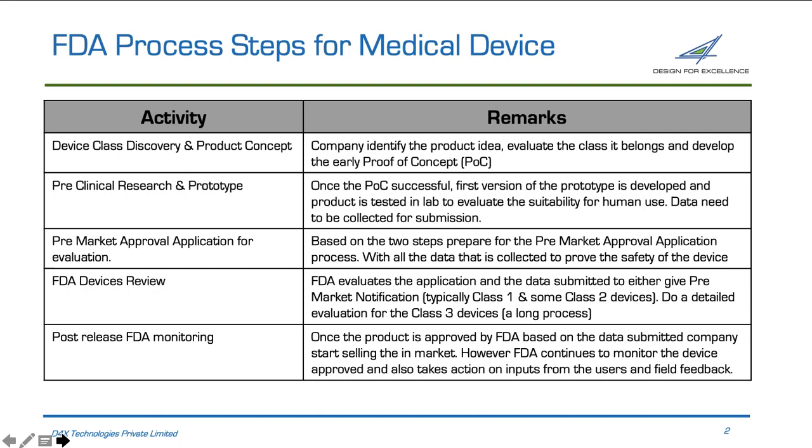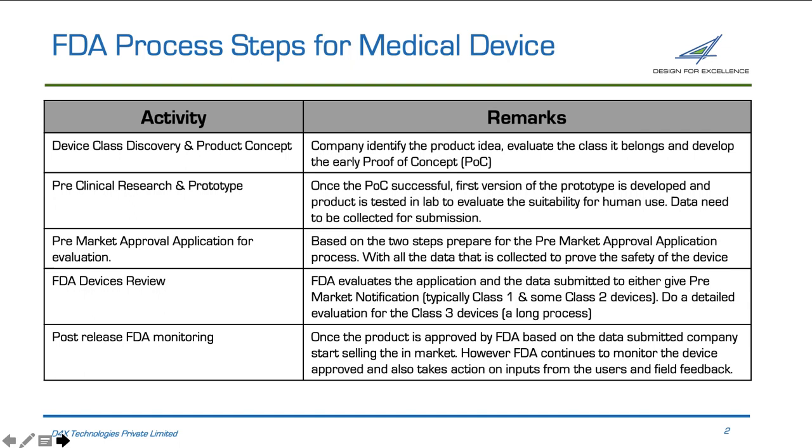Then once your product is submitted to FDA for approval along with all the required data, FDA does the review. If your device is in class 1 or class 2, probably you will get a pre-market notification, that is an exemption. If it is a class 3 device or any other special device, then FDA needs to explicitly approve your product.